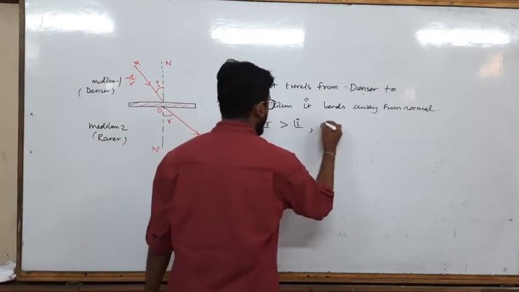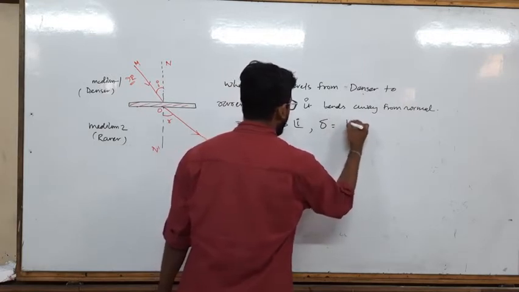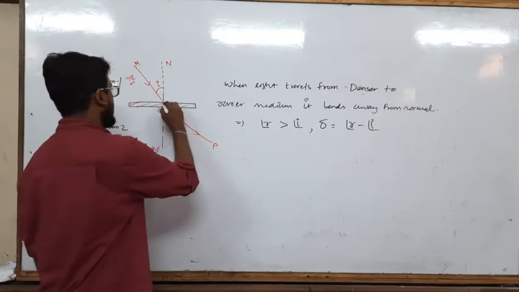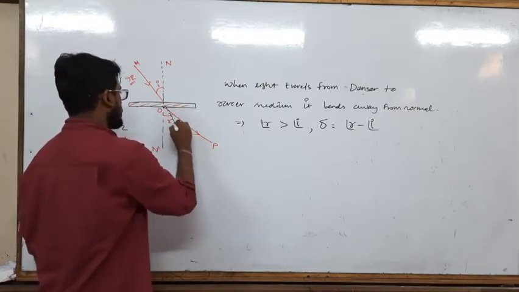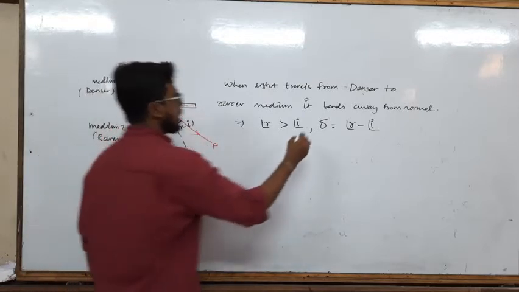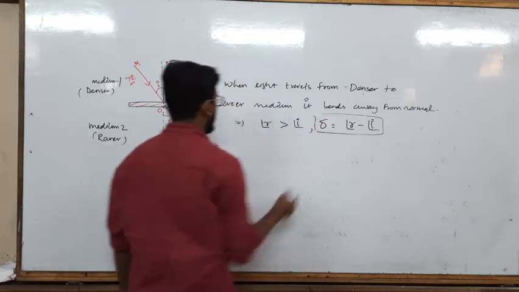So what will be the deviation? The deviation angle will be R minus I. Clear? This angle is I. So this is the deviation. So this angle will be how much? R minus I. Clear? So here the angle of deviation will be R minus I.